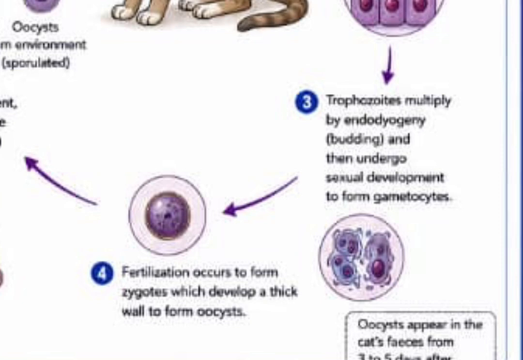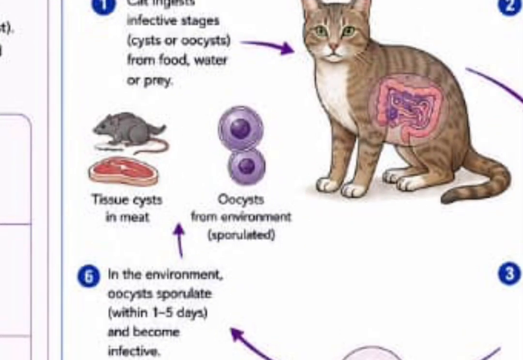So with the gametocyte here, fertilization occurs because you have a male gametocyte and a female gametocyte. So what do the male and female gametocyte do? They fertilize to become a zygote. Then that zygote becomes thick to form an oocyst again. So it's the cycle. They are ingesting it as oocyst or tissue cyst, and when the male and female gametocyte undergo fertilization, they form what we call an oocyst.